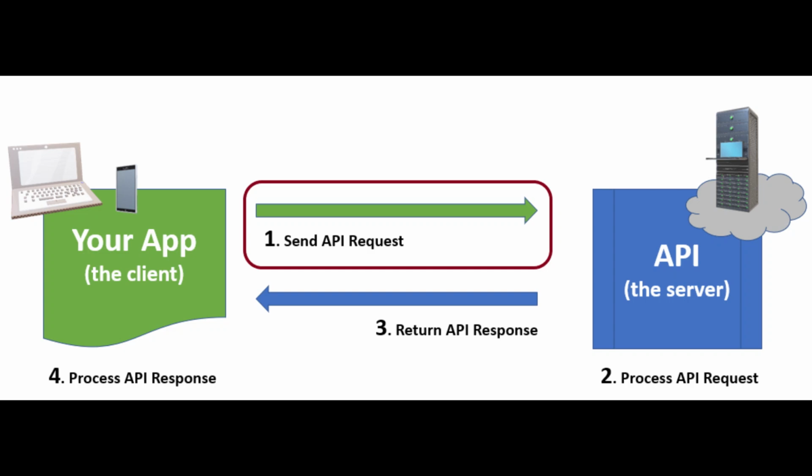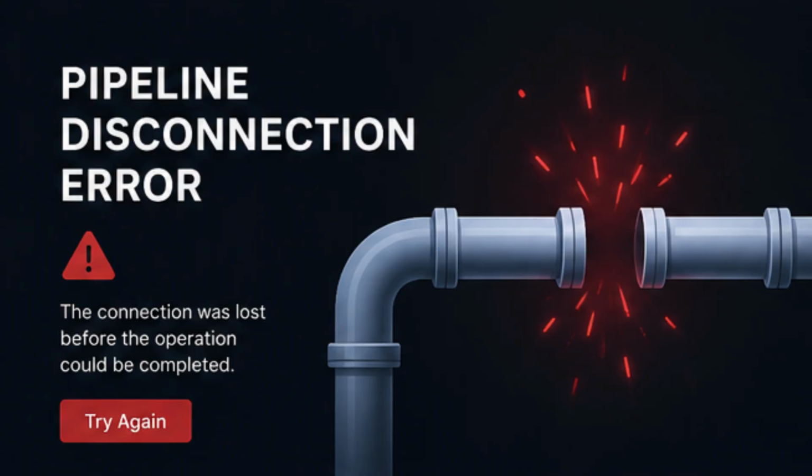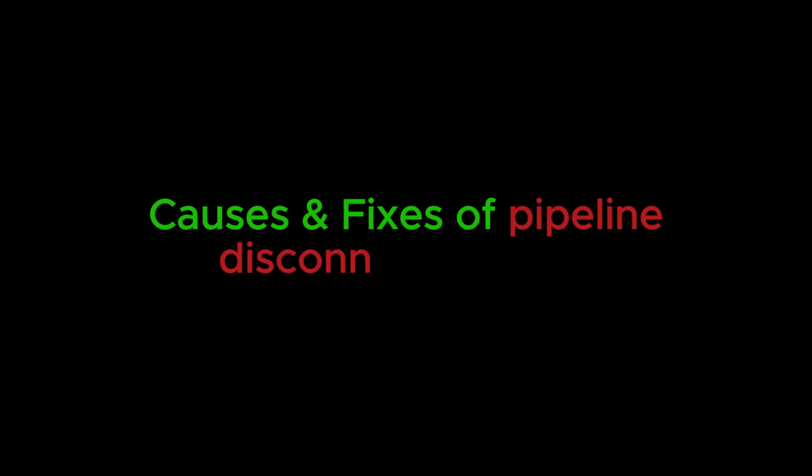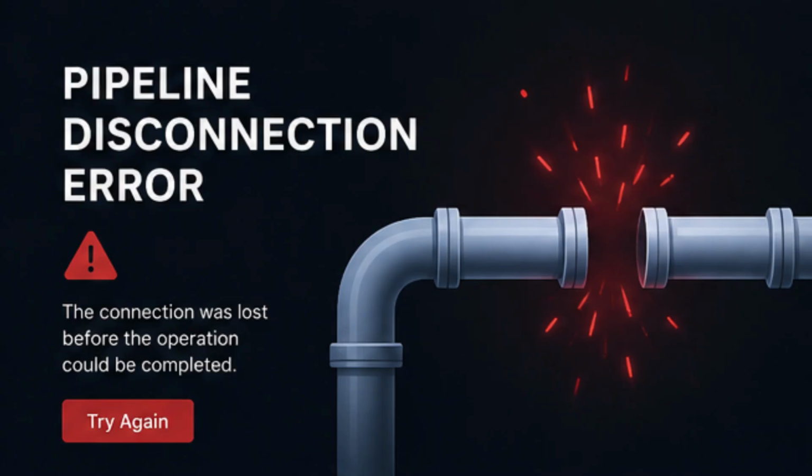Have you ever sent an API request or started a process only for everything to suddenly stop with a pipeline disconnection error? Maybe your WordPress plugin stops suddenly, or your AI application hangs forever, or your Docker container refuses to return the results. The good news for you today is that this error isn't as complicated as it sounds. In this video, I will explain what it means, why it happens, and the exact steps we can take to fix this. Without further ado, let us get started.